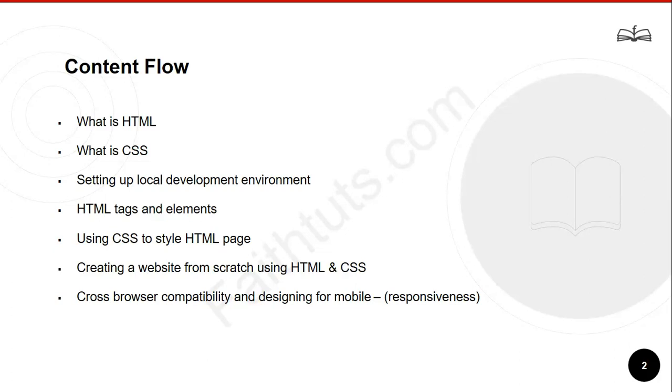So, I'll be teaching you what HTML is all about, what CSS is all about, and how you can set up a local environment to enable you to write your HTML and CSS code. Also, I'm going to talk about HTML tags and elements, and then we'll see how CSS comes into play in styling a web page. We are going to use that knowledge to create a website from scratch using HTML and CSS. And lastly, we'll look at cross-browser compatibility and designing for mobile, which is otherwise known as responsiveness.